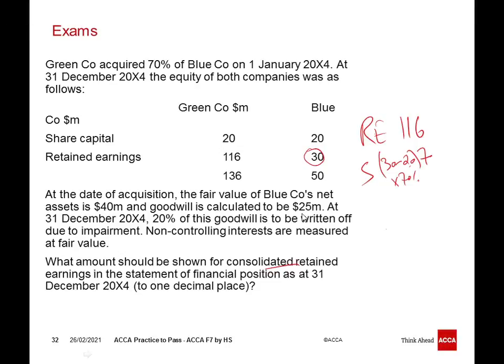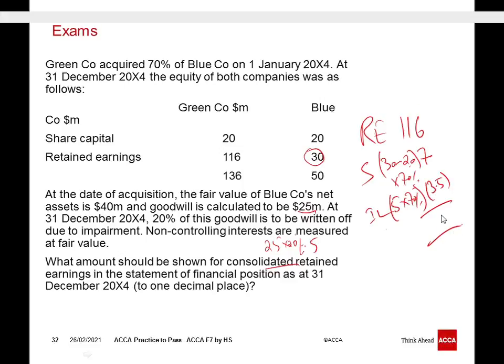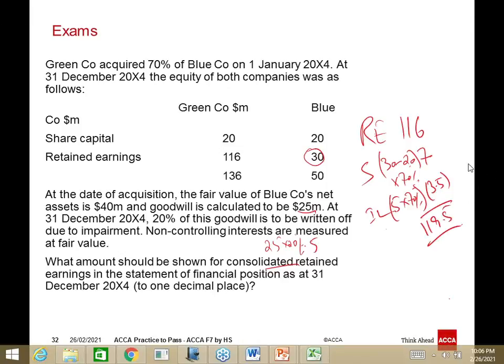And goodwill is 25. 20% of the goodwill is written off. So 25 million into 20% is 5. So 5 into 70% will be 3.5. So that will be the value of the, so it will be 119.5. Very good. It will be 119.5.